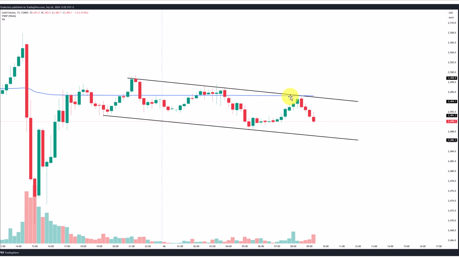So you can see the blue line here in the background is the VWAP, and we have this channel where we can use a trend line at the top side and to the downside, and the price is trading within the channel. Generally speaking, you don't want to trade inside a channel. You always want to see that the market is breaking out of a channel.